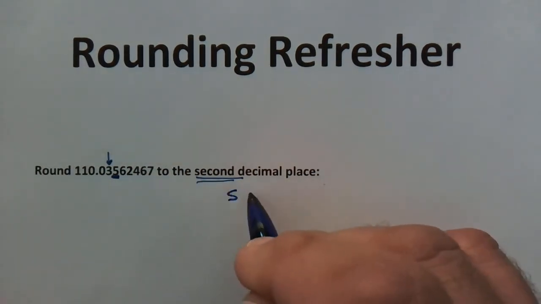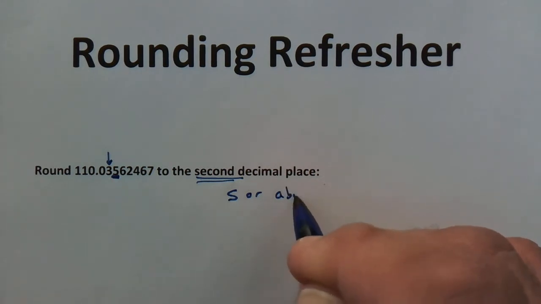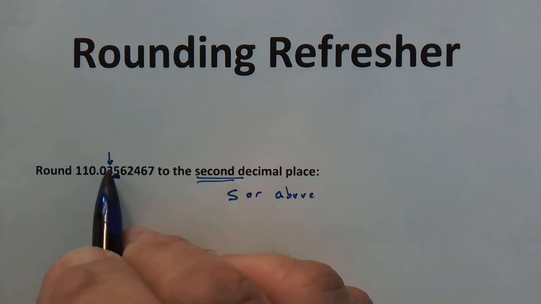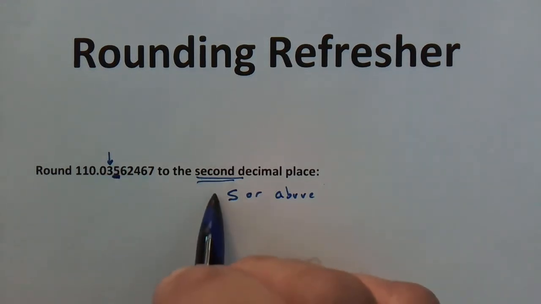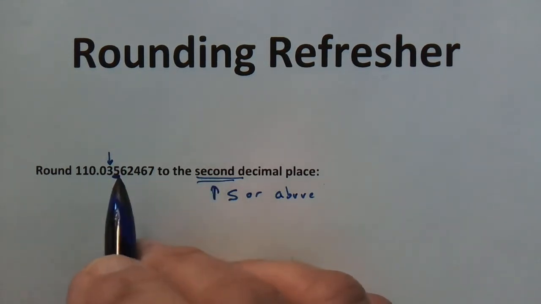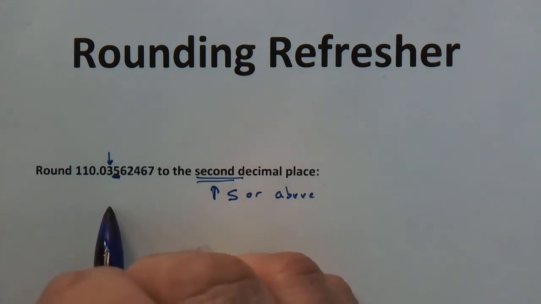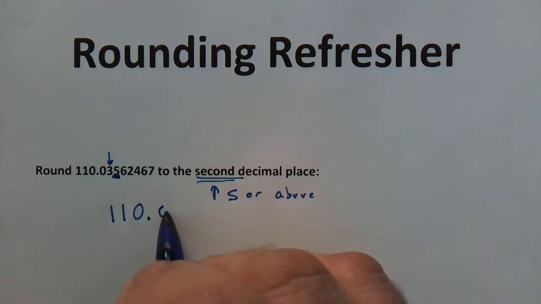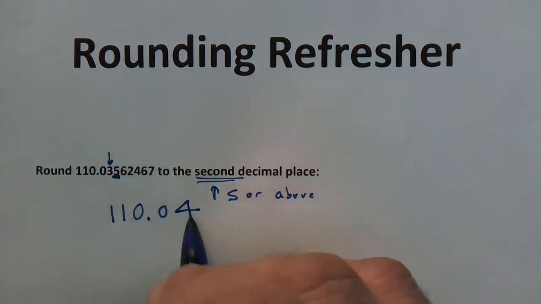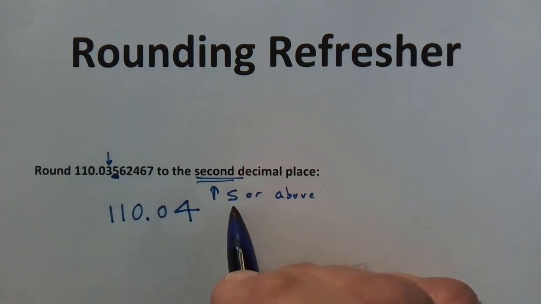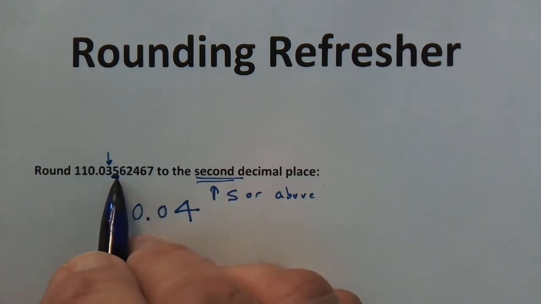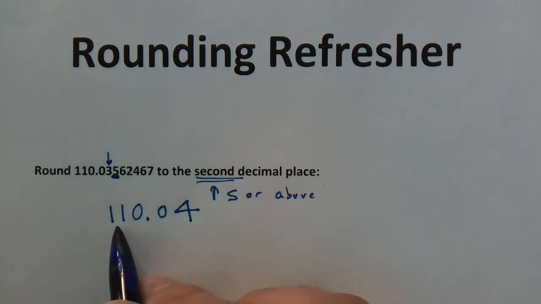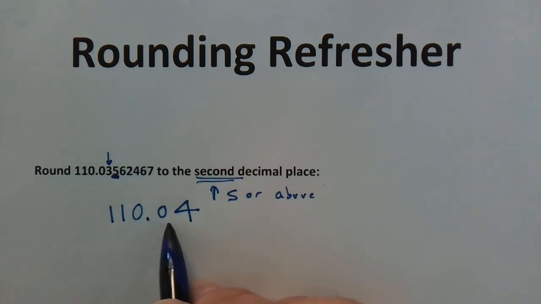If it's 5 or above, so if it's a 5, 6, 7, 8, or 9, then we're going to round this number up. We're going to round it up. In this case, it's a 5. So we're going to rewrite the number as 110.04. That digit goes up 1 because the number to the right is a 5. So we're going to raise this digit 1. So it's 110.04.